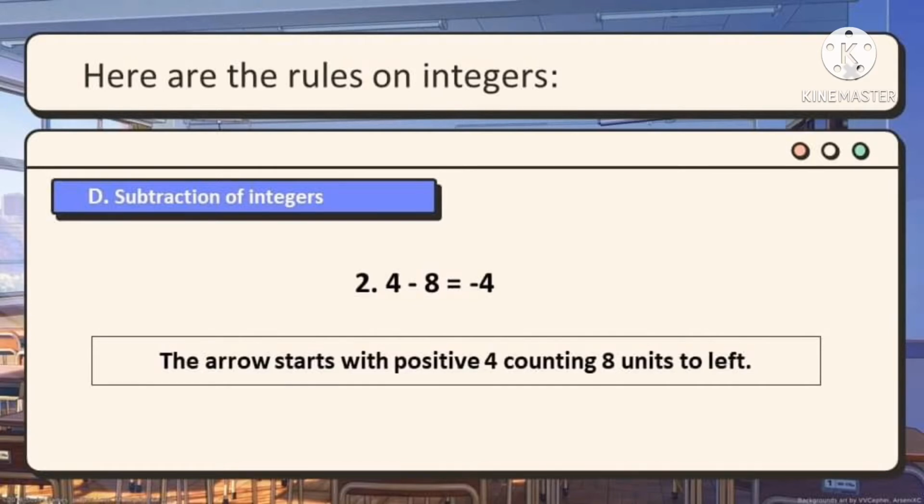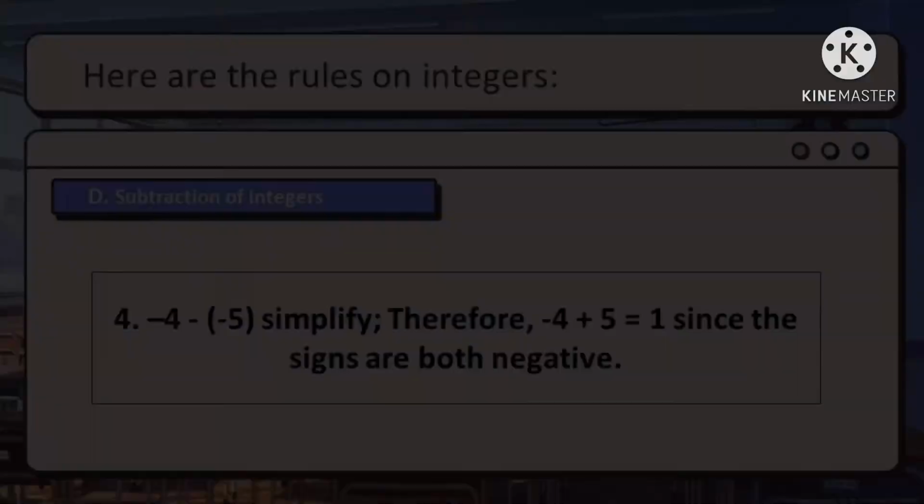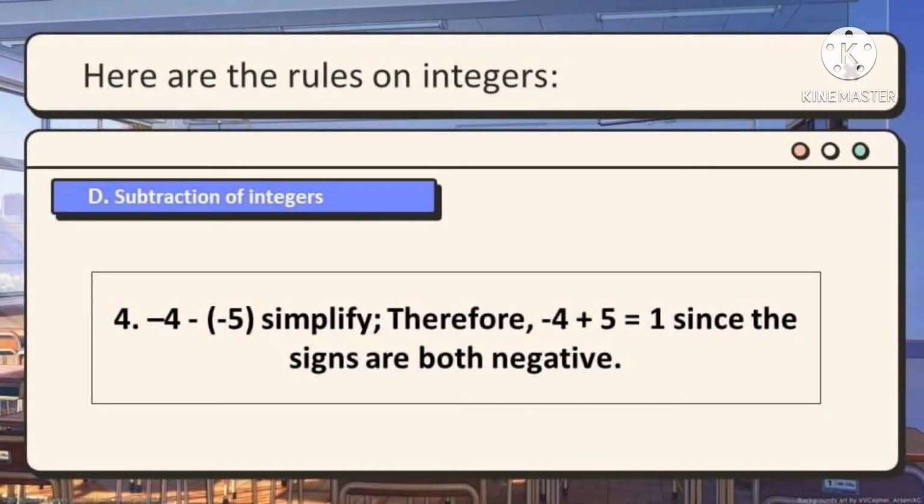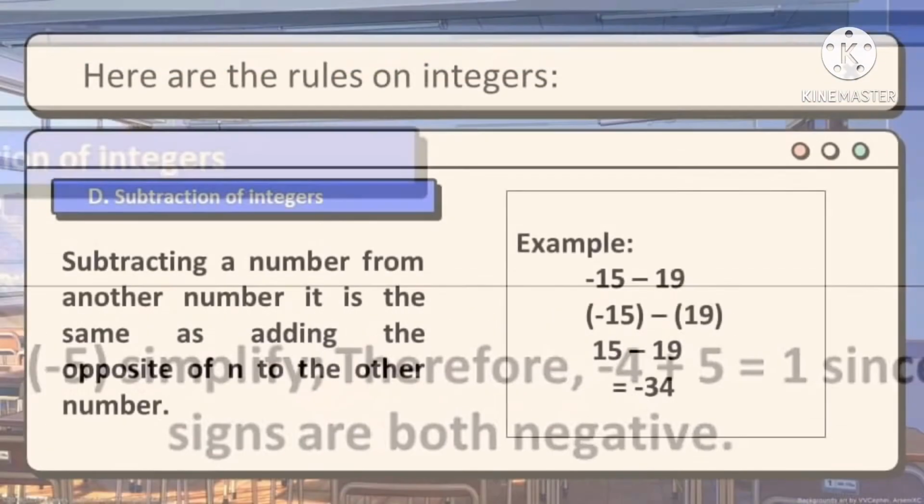The arrow starts with positive 4, counting 8 units to the left. Another example: -4 minus -5, simplify. Therefore, -4 plus 5 equals 1, since the signs are both negative.